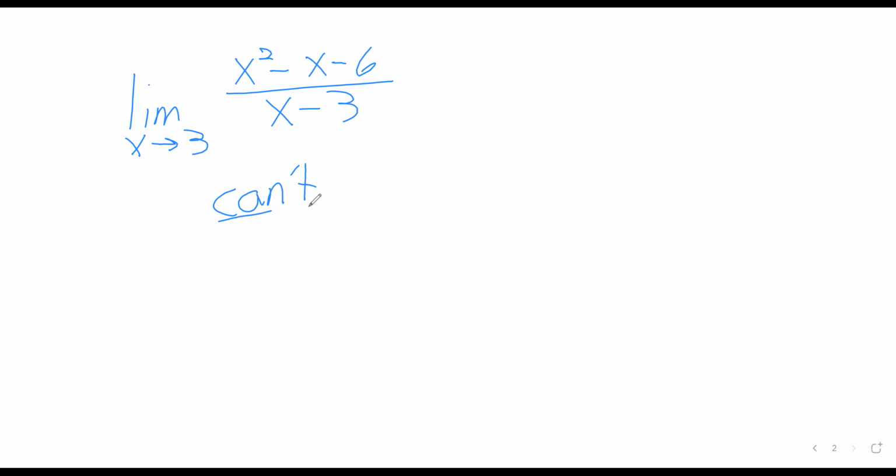So continuing to just investigate limits with tables, let's look at the limit as x approaches 3 of x squared minus x minus 6, divided by x minus 3. And let's make the immediate observation that we couldn't let x equal 3 even if we wanted to.